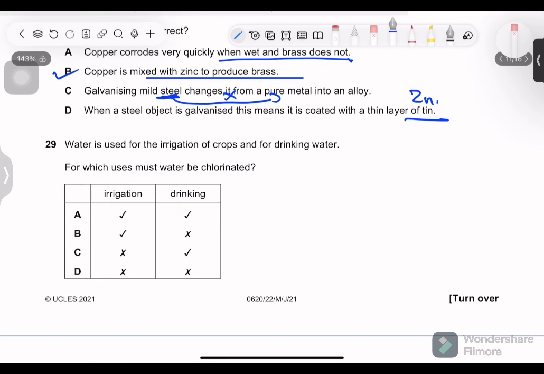Water is used for irrigation, for crops, for drinking water. For which uses must water be chlorinated? For irrigation, we don't need to kill the bacteria. For drinking, we need to kill the bacteria, and chlorination is basically killing the bacteria. So option C.